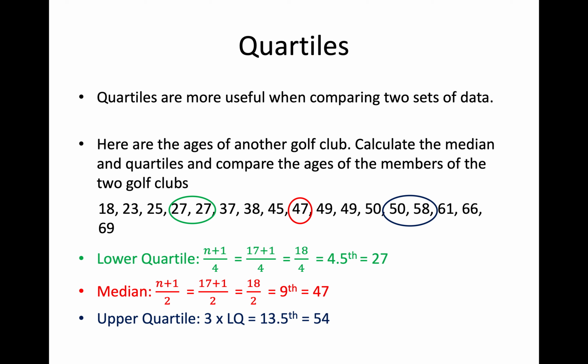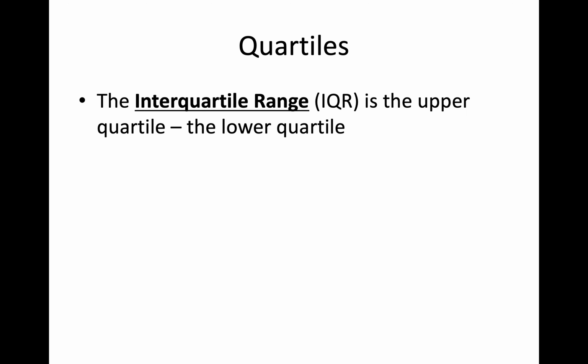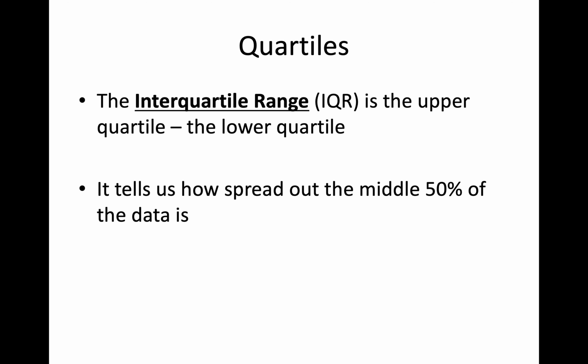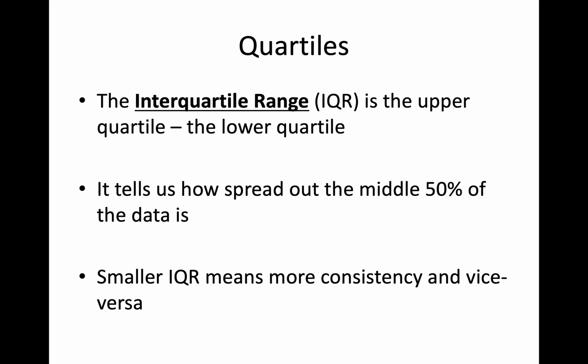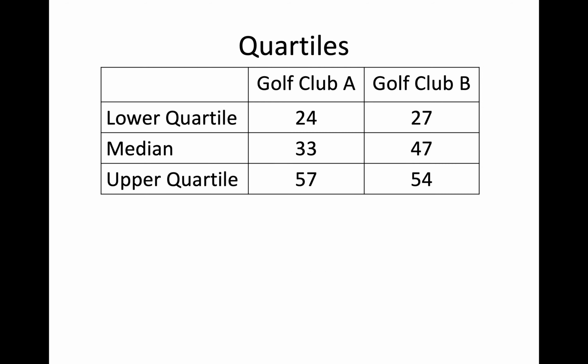So now we've got the lower, median and upper. The final thing we want to do when we want to compare is look at what we call the interquartile range. And that is simply taking the value of the upper quartile and subtracting the lower quartile from it. So find the upper and take away the lower. It tells us the middle spread, the middle 50% spread. Where it's smaller, it's more consistent. If it's not smaller, it's less consistent.